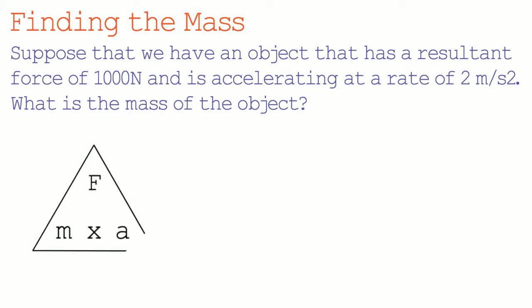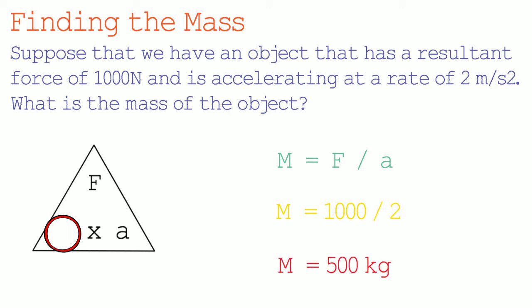We can use the formula triangle to find out what formula we should use to work out the mass of the object. We do this by covering up the mass and completing what is left in the triangle. The formula that we need to use is mass equals resultant force divided by acceleration rate. So in the question we are told the resultant force is 1,000 newtons and the acceleration rate is 2 meters per second squared. So we do 1,000 divided by 2, and this gives us a value of 500. Therefore, the mass of this object is 500 kilograms.